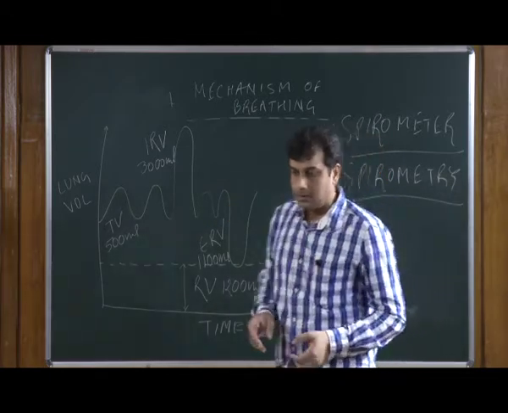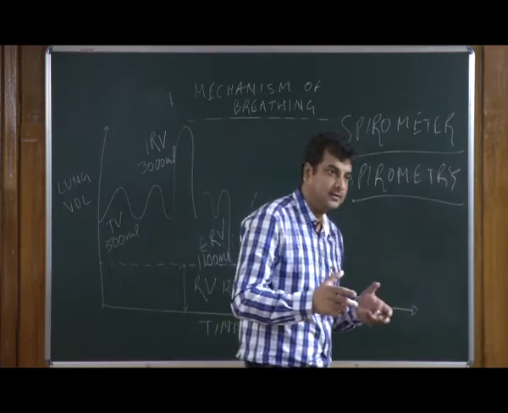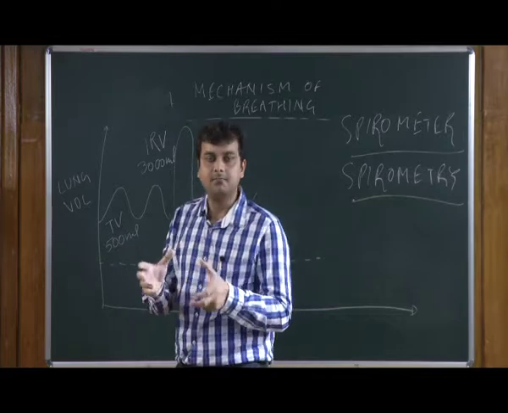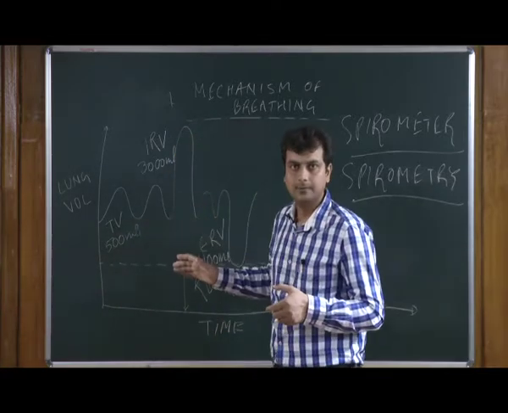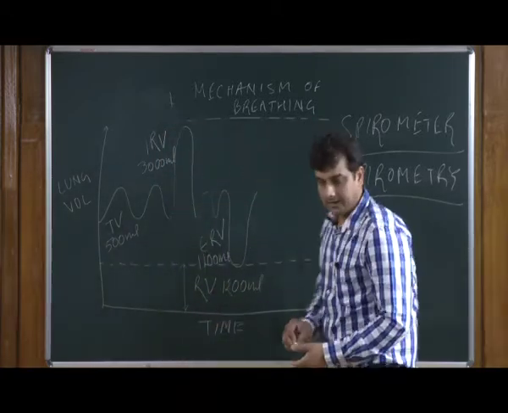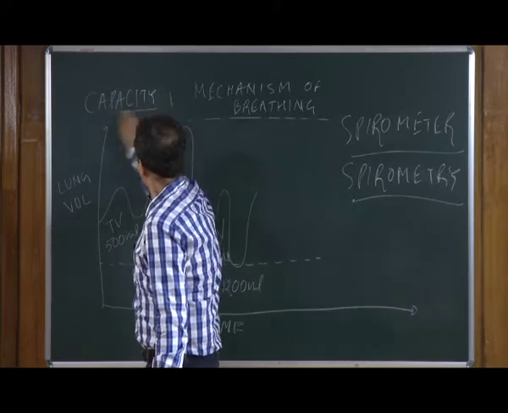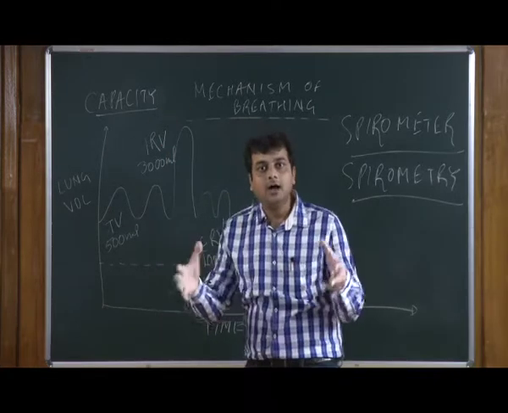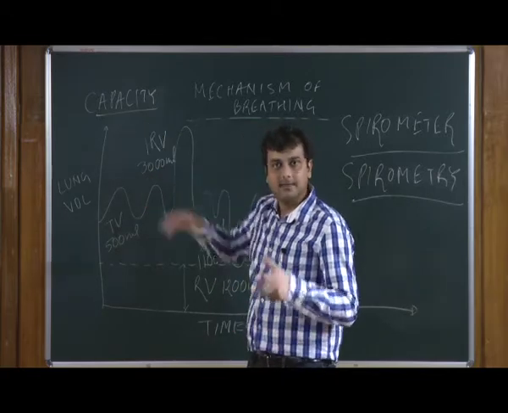Now, science is very fascinating, and biology is always very fascinating in terms of nomenclature, numbering and names. Somebody came up with an idea: look, we are always talking about this volume. Can we start a terminology called capacity? There is a term we need to understand called capacity. Capacity is nothing but a group of volumes. When you combine volumes, there is some capacity.